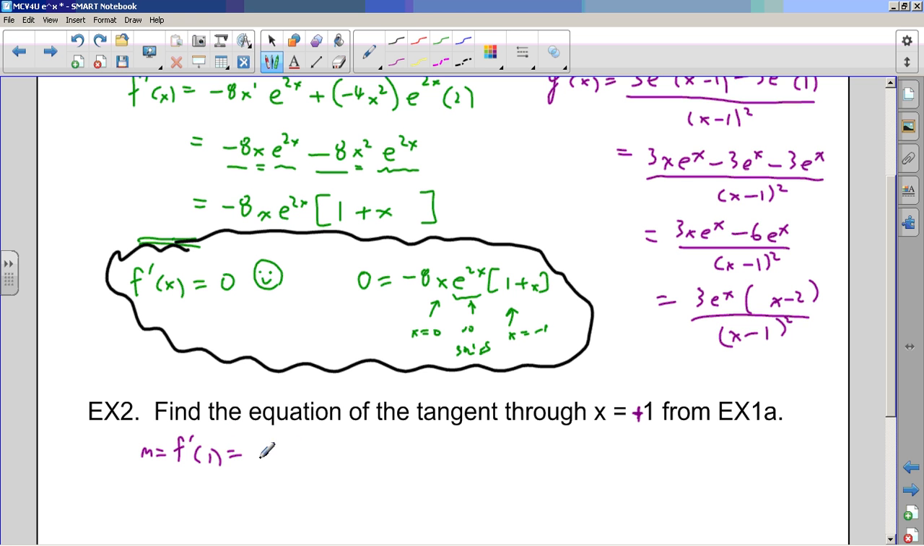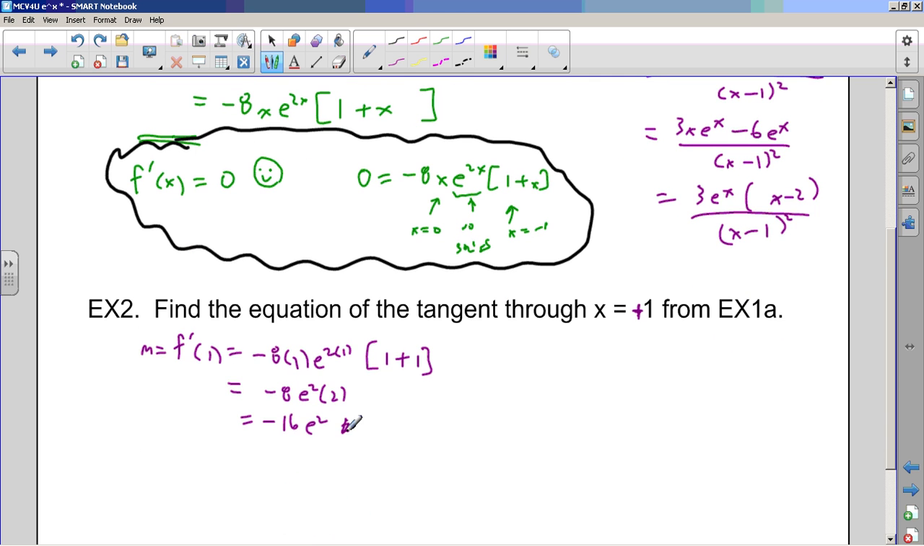And the derivative at that value, I'm going to substitute in 1 for x. I'm just looking up here, e to the exponent 2 times 1, bracket 1 plus 1, negative 8e squared times 2 is negative 16e squared, which you could use your calculator for. I'm going to leave that exactly. That's a big negative slope. Remember, e is around 3, so this would be 3 squared, 9. Negative 16 times 9, pretty large negative slope.